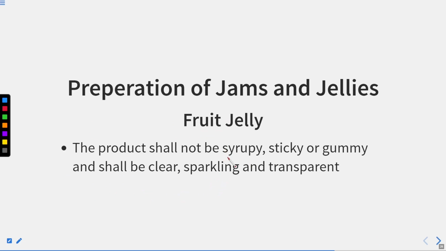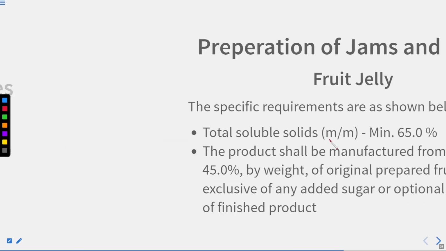The product shall not be syrupy, sticky or gummy, and shall be clear, sparkling and transparent. So this is the quality of the fruit jelly, that the fruit jelly should be very clear. It should be sparkling and it should be transparent. You can see, right? You cannot actually see, but it is quite transparent. So this shows that this is the fruit jelly, and it should not be very syrupy, sticky or gummy type.